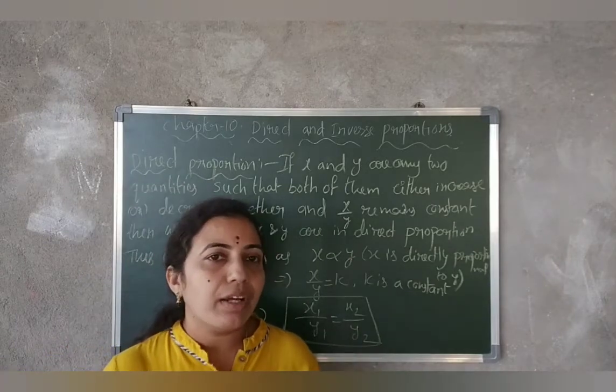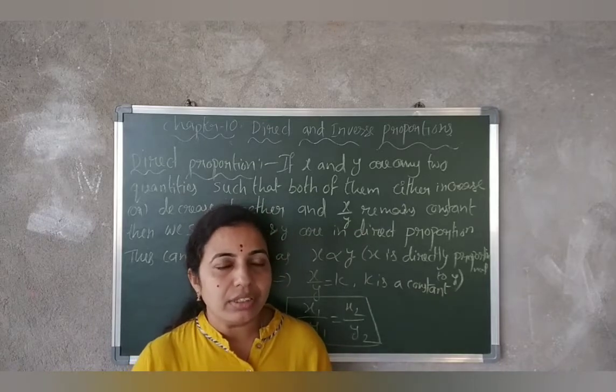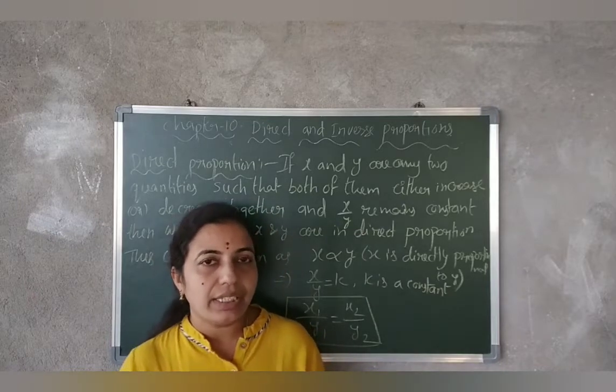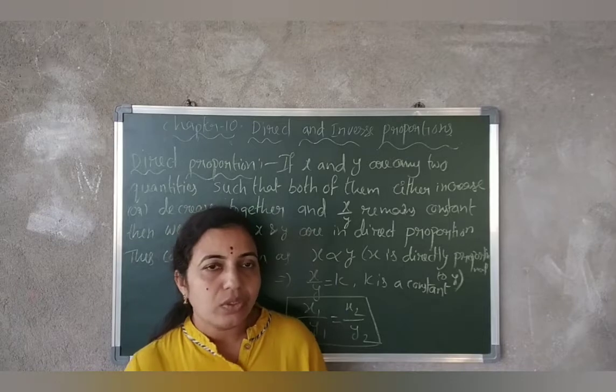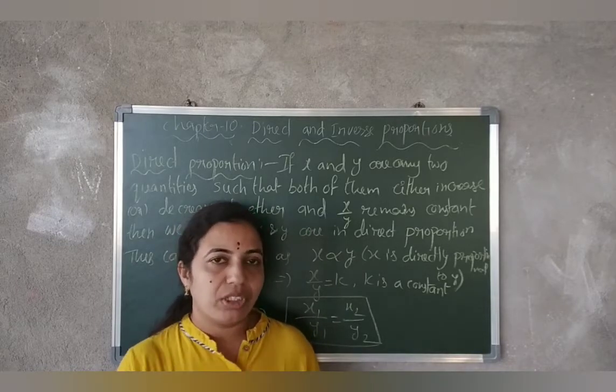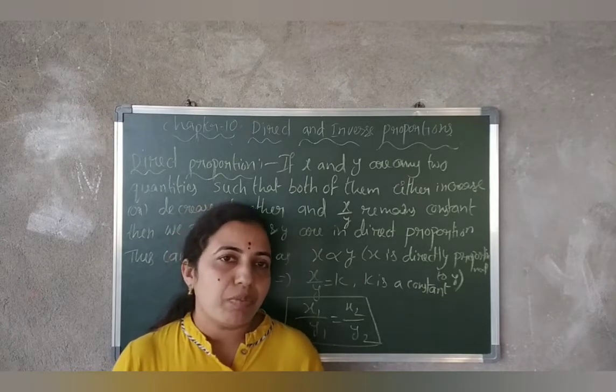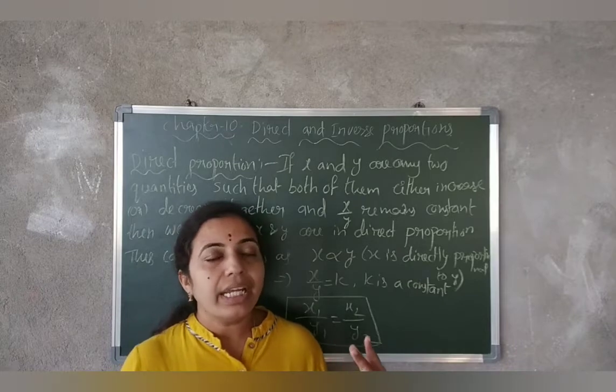Before that, proportion means when two ratios are equal, then we can say that they are in proportion. To calculate proportion, we need two quantities. In proportions, we have two types: direct and inverse.